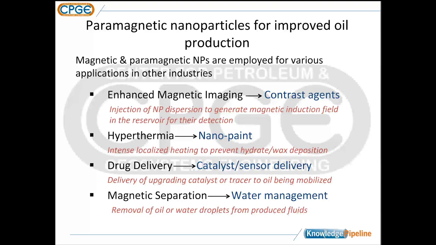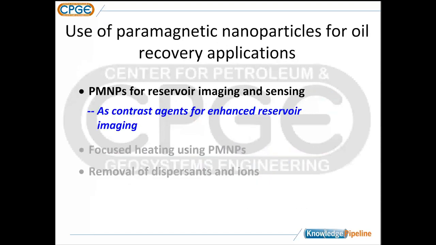Okay. And for such use of paramagnetic nanoparticles for oil field applications, I'll briefly touch on the following three topics: reservoir imaging and sensing, focused heating, and removal of the dispersion.